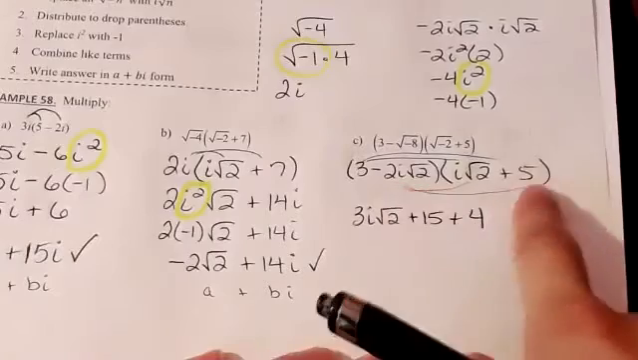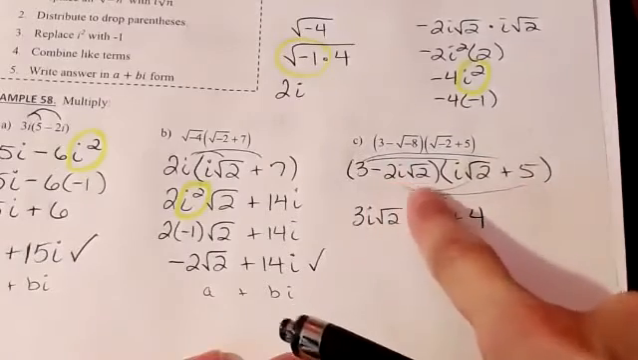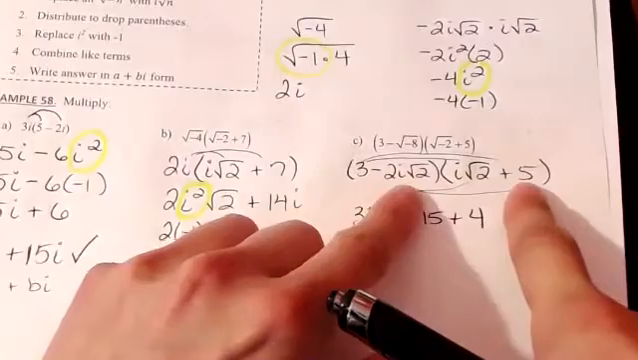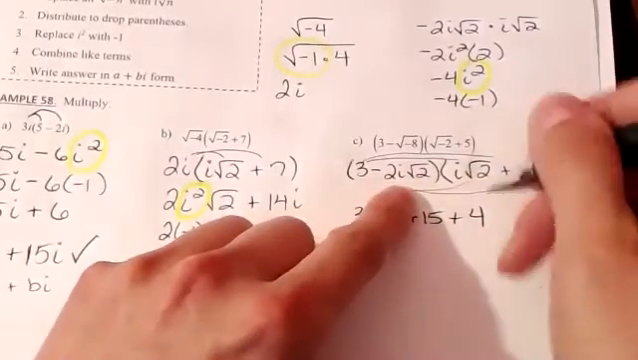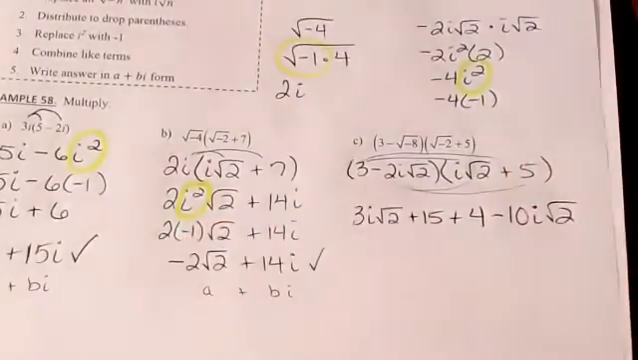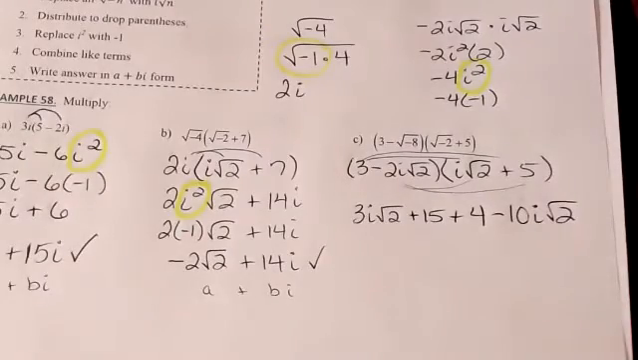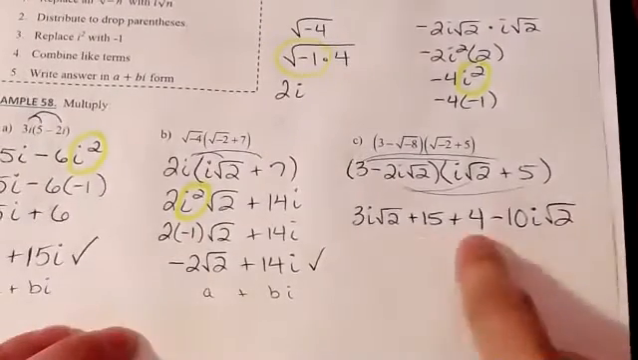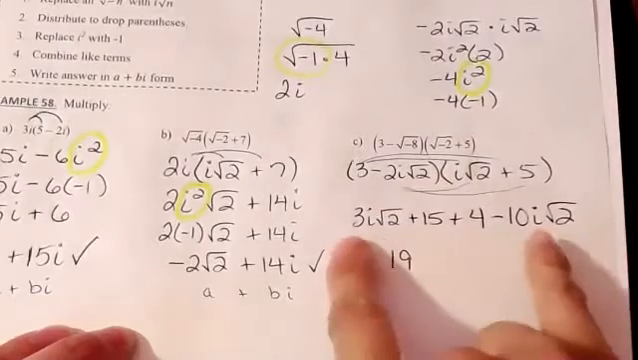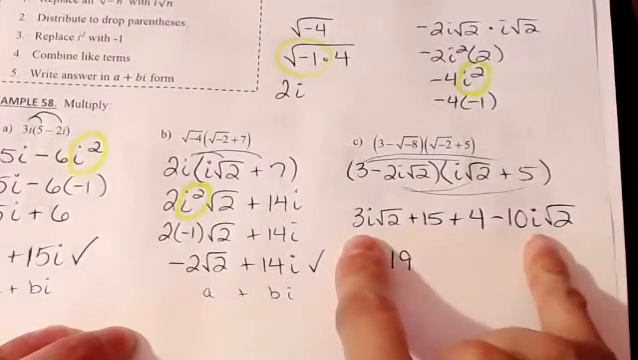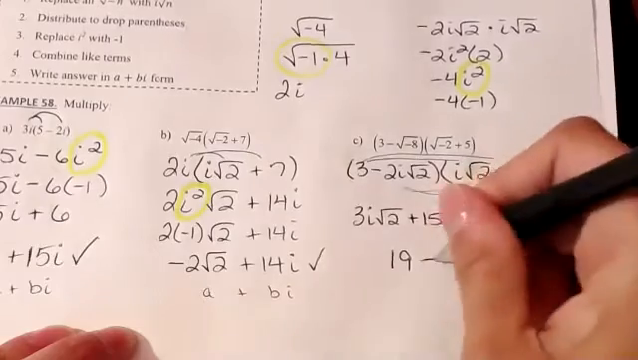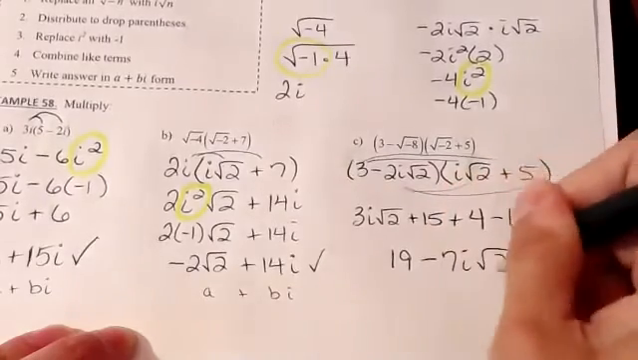And then we distribute the last piece. So -2i squared to 2 times +5. That's going to give me negative 10i square roots of 2. Combine the real terms first. 15 plus 4, that's 19. And then combine the imaginary terms next. We have 3i squared to 2 minus 10i squared to 2. So that gives me negative 7i squared to 2.